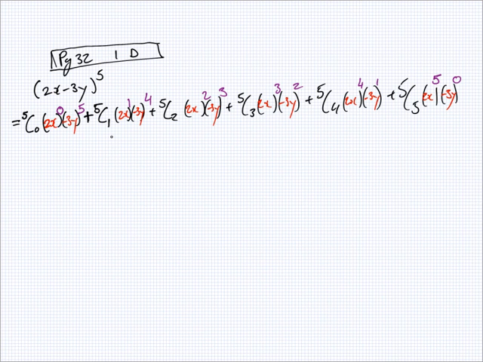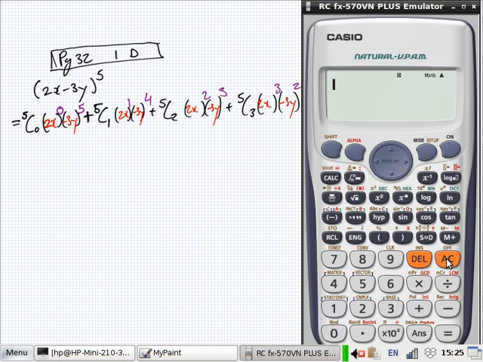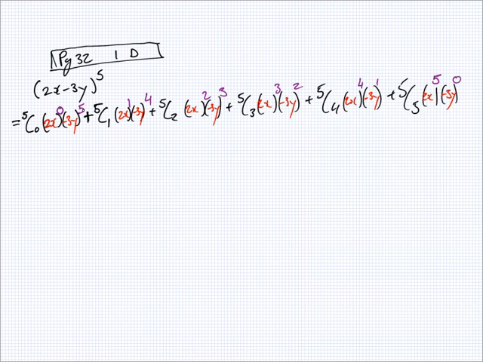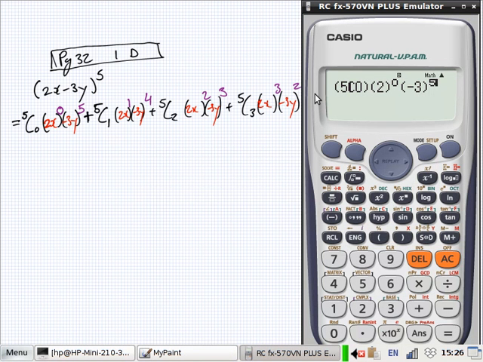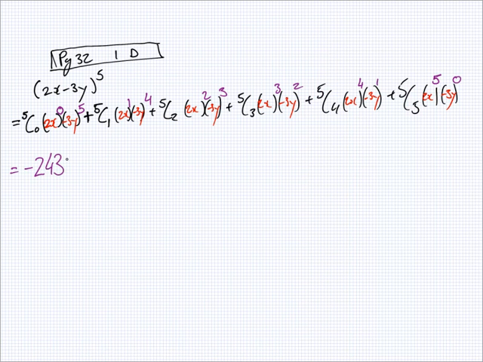So, let's get each term here. The first one, I like to use brackets here. The first one is 5 shift C 0, and then I have 2 power 0, and then minus 3 power 5. Can you see the screen? The reason for the 0 and the 5 is because of the 0 and 5 here, and the 2 and the 3. So the first number is minus 243. How many x's do I have? None. How many y's do I have? How much power? 5. Okay, let's go to the next one.